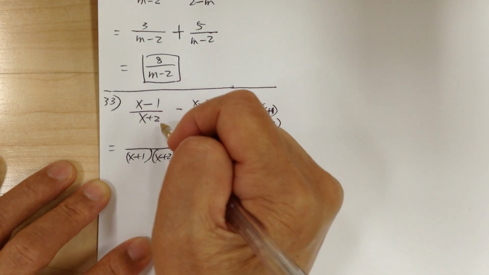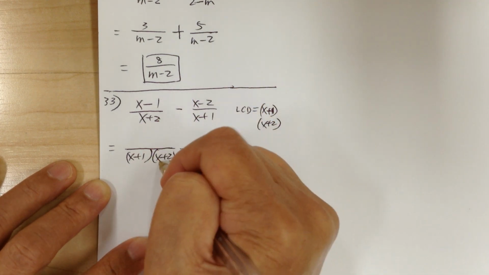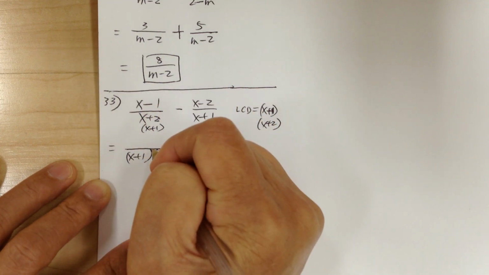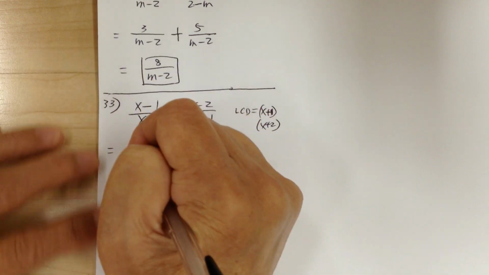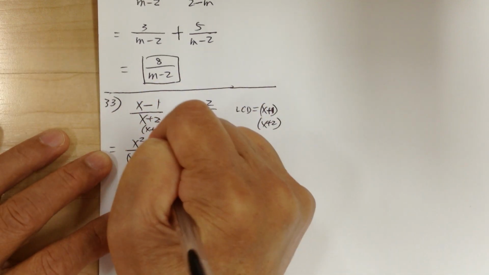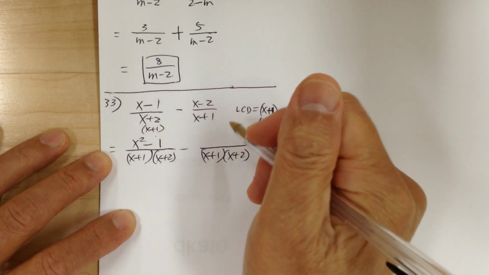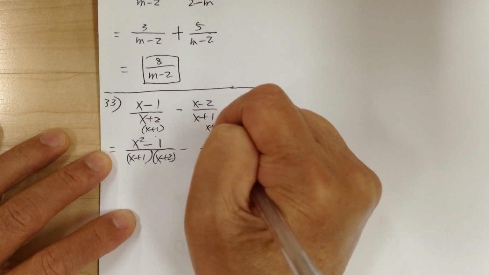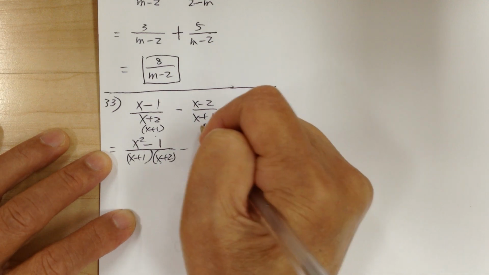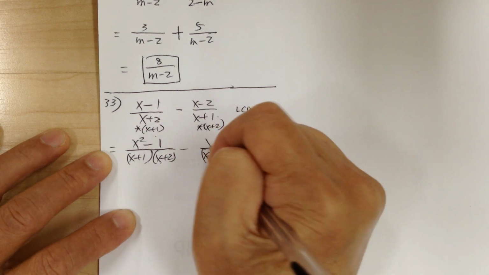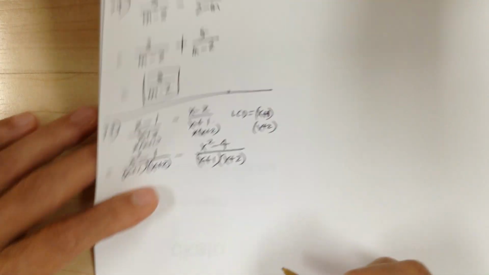Step 3, you have to see how you're going to get from here to here. From here to here, you're missing the x plus 1. That's what you need to multiply. Again, this is a conjugate, so you multiply into x squared minus 1. Over here, you're missing the x plus 2, so that's what you need to multiply. Again, you end up with a conjugate, so you're going to get x squared minus 4.